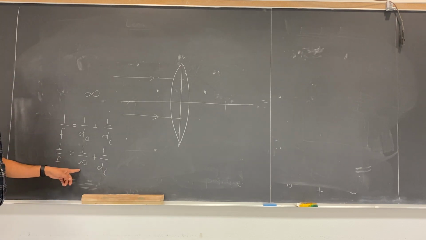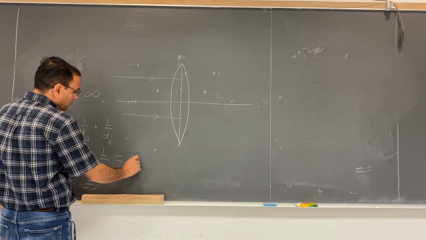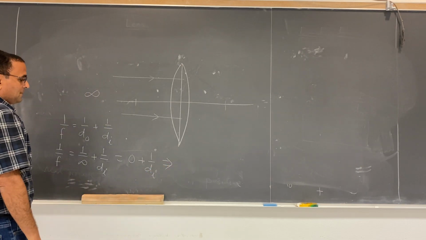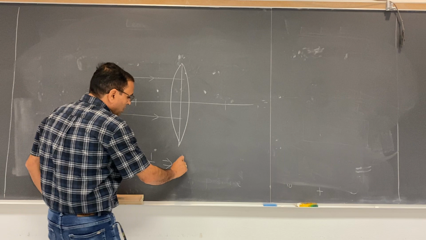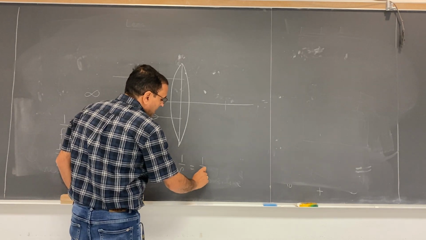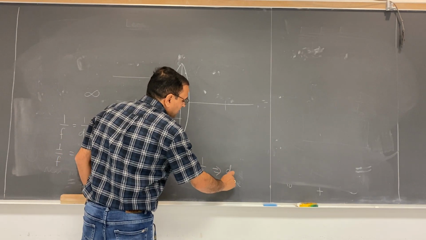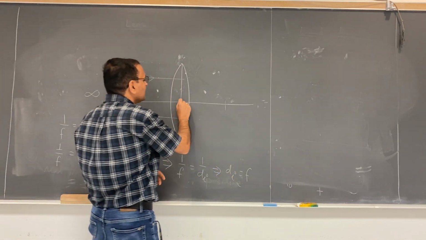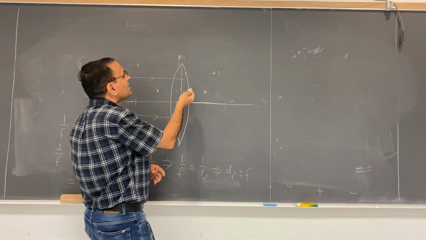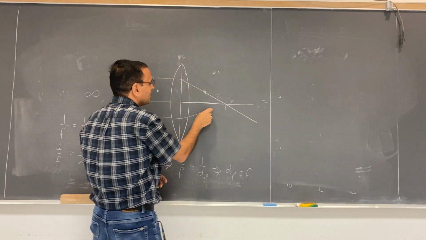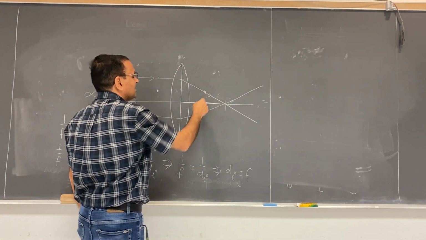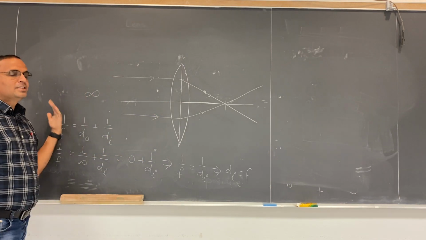Okay, what is 1 over infinity? It is 0. So you can write 0 plus 1 over d sub i. In this case, what is d sub i then? Look here, you can write 1 over f equal to 1 over d sub i. So what is d sub i? d sub i is equal to f. That means your image distance is the focal length. So this length is your image distance. That is why it goes like this. So in this way also you can figure out the image distance. This is the case if the object is at infinity.